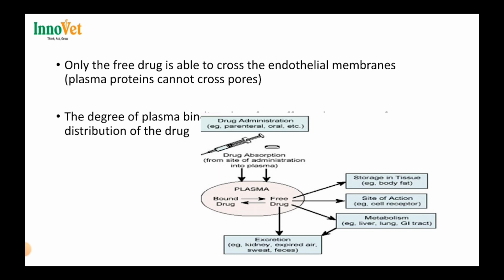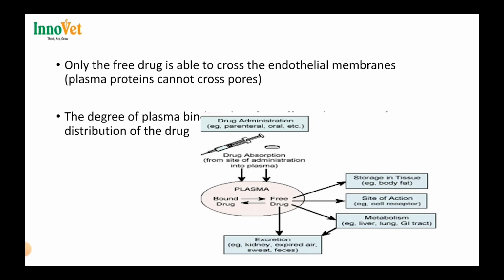So this is just a simple diagram showing what occurs on absorption and distribution. Like we said, on drug administration, let's say through the parenteral or oral route, the drug will pass into the bloodstream, and when it is in the bloodstream, the free drug is in equilibrium with the bound drug, and we've seen why drugs undergo binding with plasma protein.